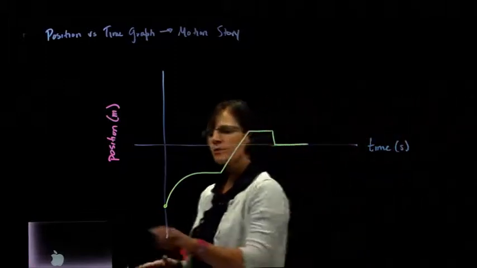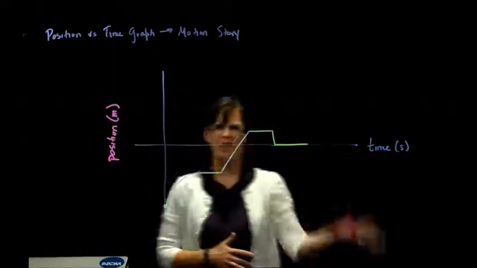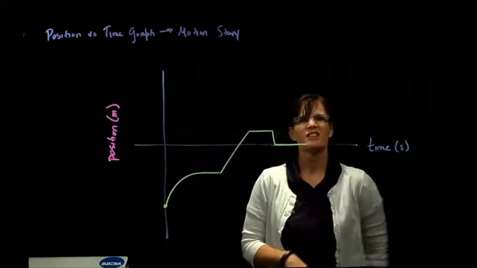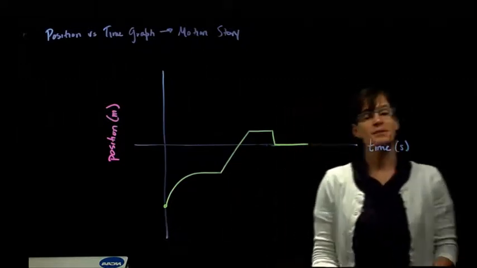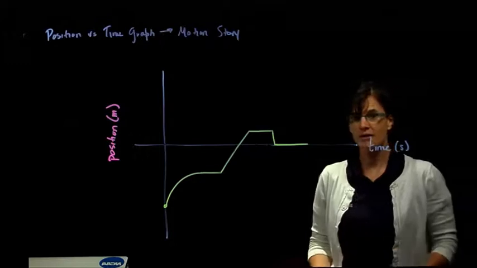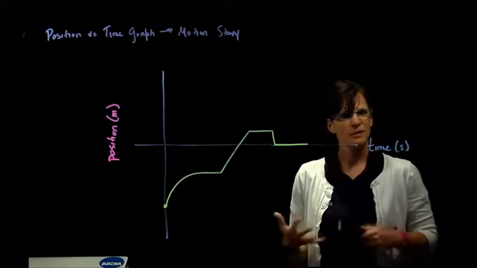So here we're going to look at an example of a position versus time graph and develop a motion story out of it. What information can I pull from this position versus time graph? All right, so we said that position versus time graphs give us a lot of information about where an object is located, where it starts, where it ends, and how it's moving in between.